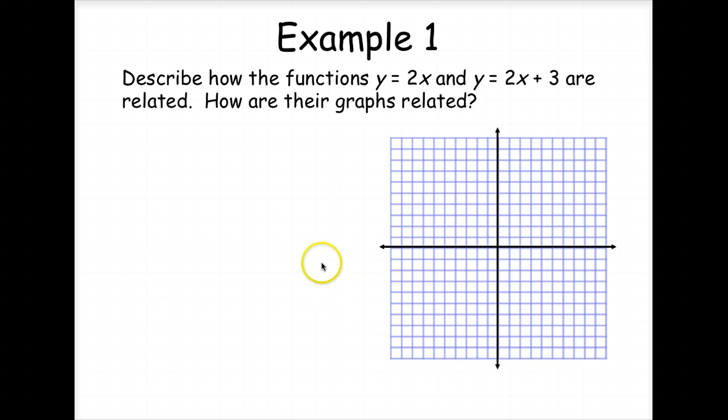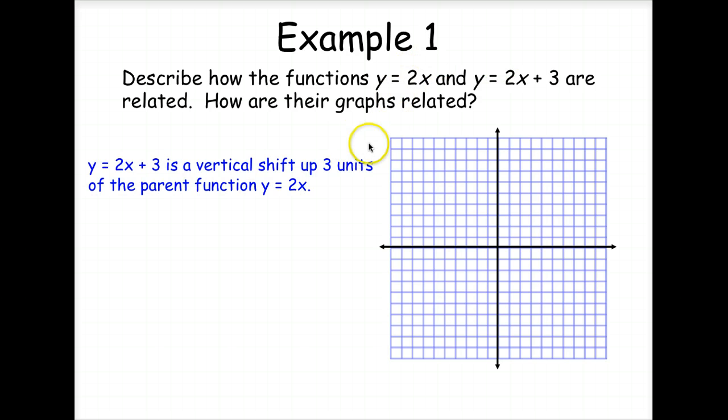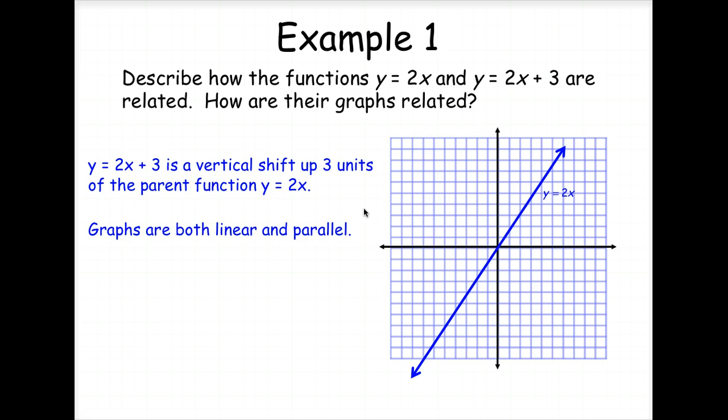So let's work and see how this will go. We're to describe how the functions y is equal to 2x and y is equal to 2x plus 3 are related. So how are their graphs related? Well, first of all, the parent function for this function is 2x. However, this function is going to take it up 3 units. They are linear and they're parallel.